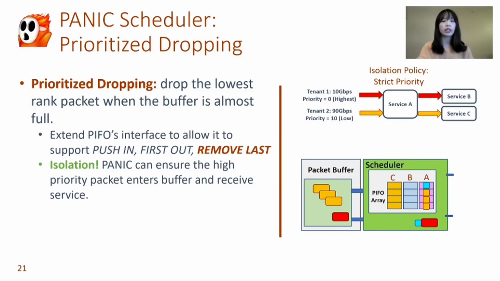Our solution is to extend PIFO's interface to allow it to support prioritized packet dropping. As shown on the right, when the packet buffer is almost full and a high-priority packet comes in, instead of directly dropping the high-priority packet, PANIC will first enqueue the packet descriptor into the PIFO array, and then drop the last element in the PIFO queue, along with the packet data. With prioritized dropping, PANIC will ensure high-priority packets can always enter the buffer and receive service, and the packet buffer space is allocated to different tenants following the isolation policy.